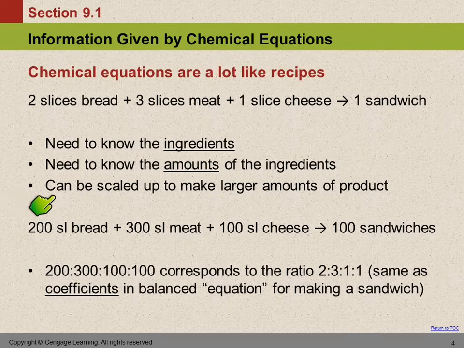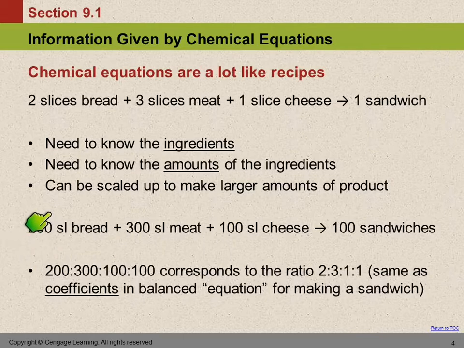Now, the recipe can be scaled up to make larger amounts of products. Say you've got a big order, somebody's having a party, and they want 100 sandwiches. What do you do to the recipe? You just multiply everything by 100, right? So if you want 100 sandwiches, then you're going to start with 200 slices of bread, 300 slices of meat, and 100 slices of cheese, and put them together appropriately.